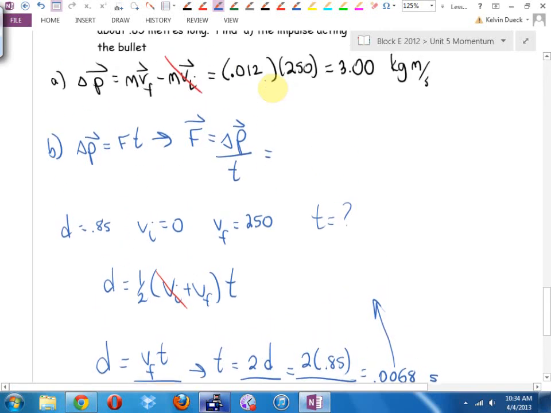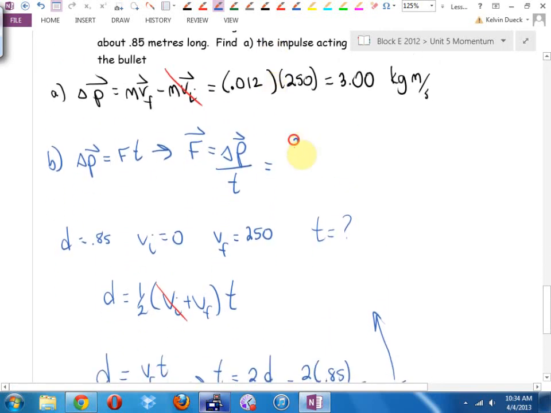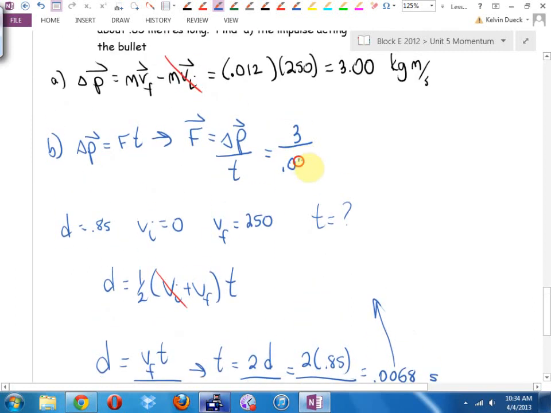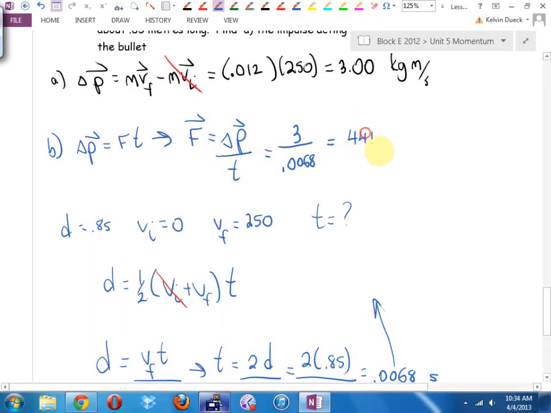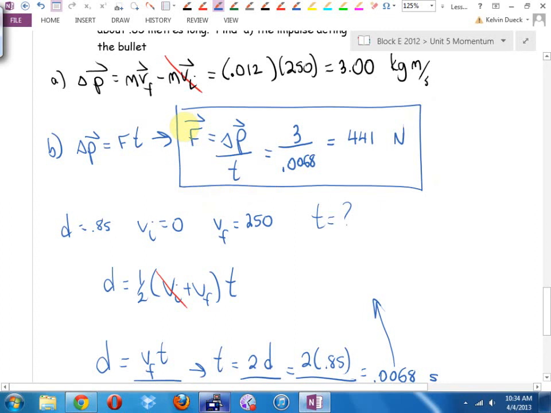This is going to be, change in momentum was 3 divided by 0.0068, 6.8 milliseconds. 3 divided by that, I get 441 newtons. I'll put a box around this as my final answer because I did a lot of work below it.